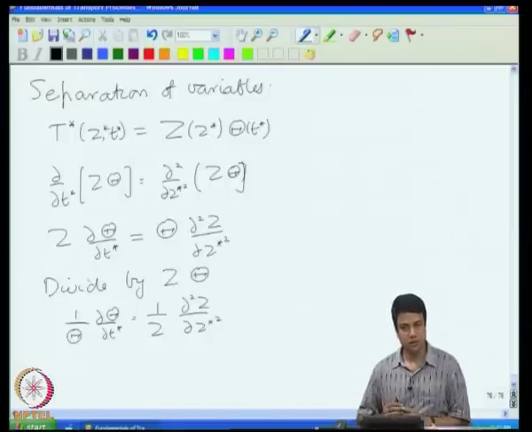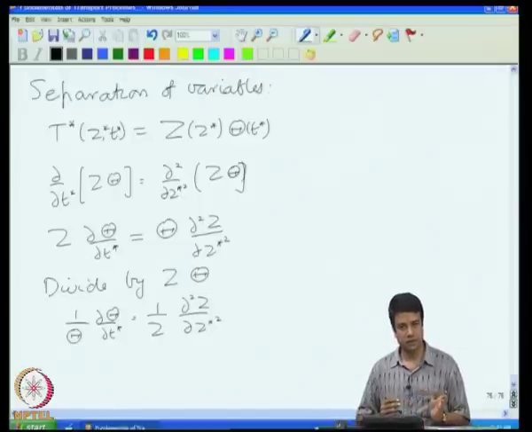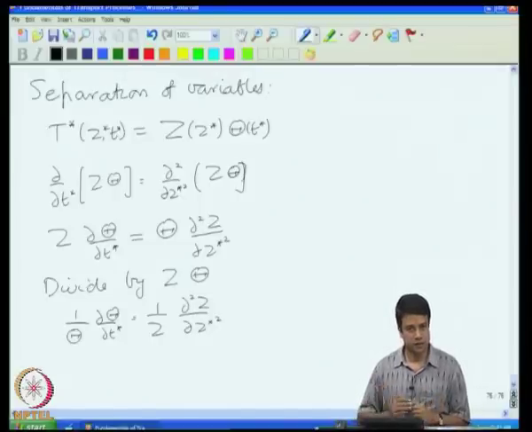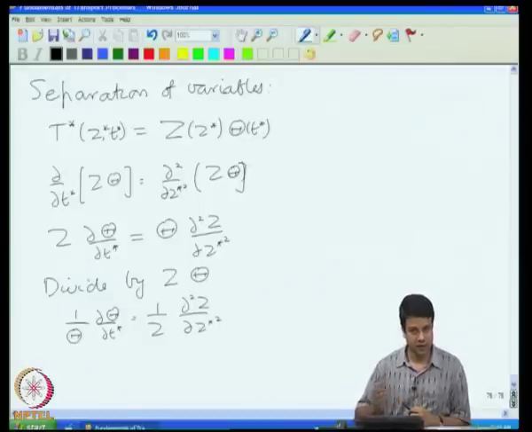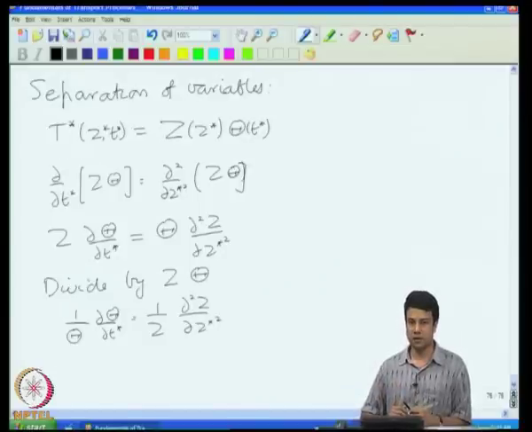Let us assume that it is true for one particular z star and t star. Then I can change z star and keep t star a constant, and then the equality will be destroyed, because the left hand side is only a function of t star, the right hand side is only a function of z star. So, if I change z star and keep t star a constant, only the right side will change, the left side will not change, and the equality is no longer valid.